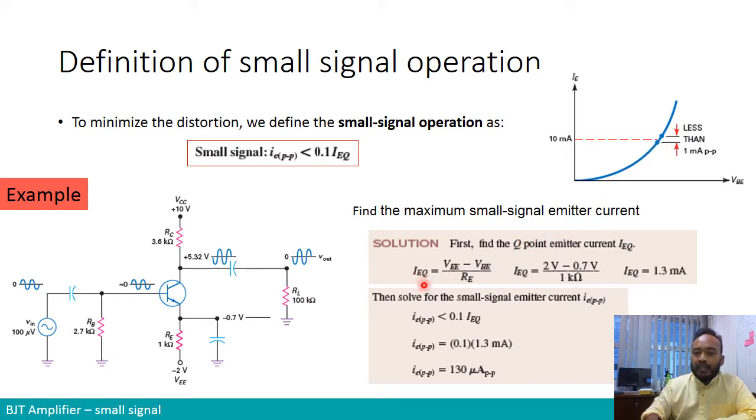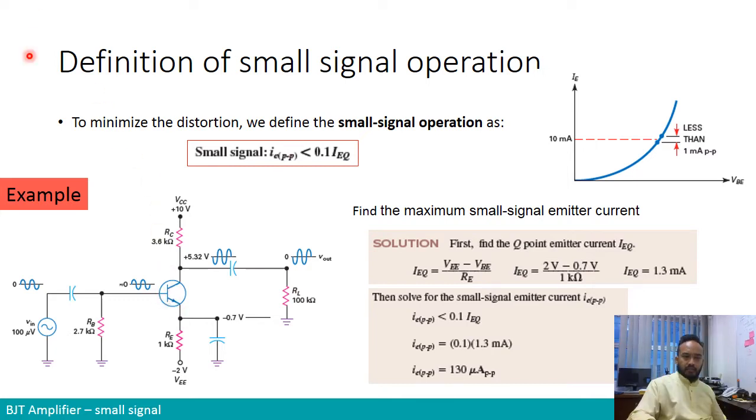So in order to find the IEQ, of course, we know that IEQ is the current that goes through the emitter, IE divided by RE, right? IE divided by RE. And what is IE? If you want to find IE, IE is basically VEE minus VBE, right? VEE is the voltage at this point, and VBE is the voltage in between B and E.